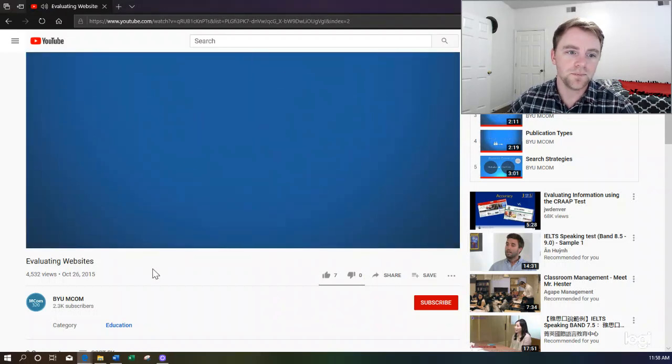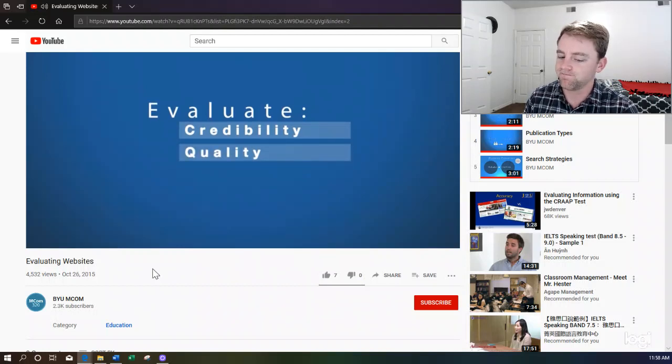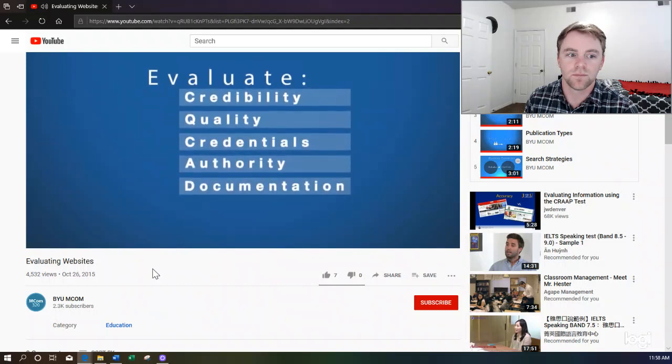Evaluating websites. As a researcher, you are responsible to verify the credibility of the websites you use. With the abundance of information available on the internet, you've got to evaluate the quality of resources you select. Remember that anyone can create a website. You should expect the same credentials, authority, and documentation you require from a book or a journal.